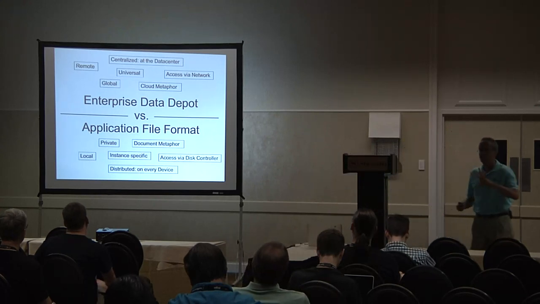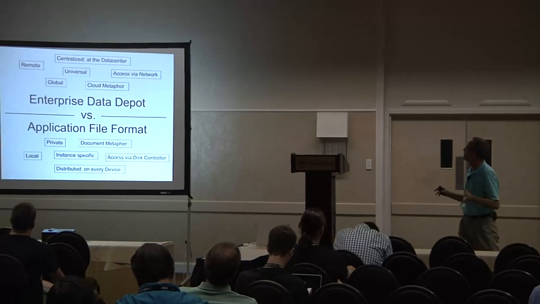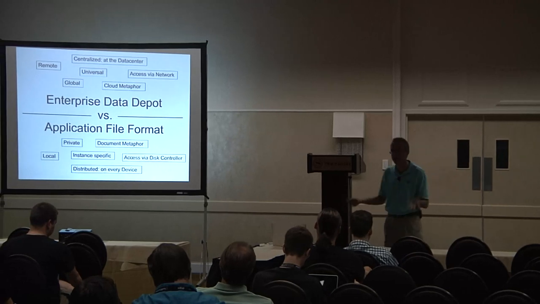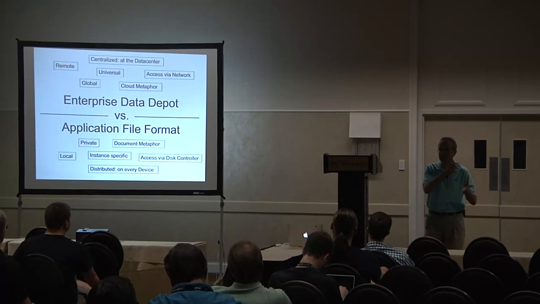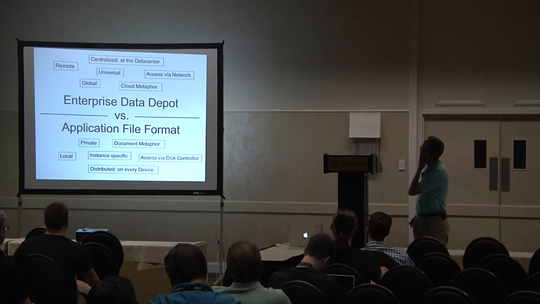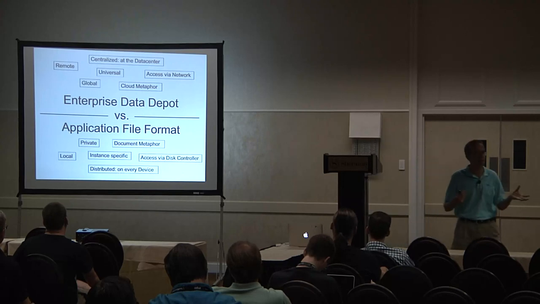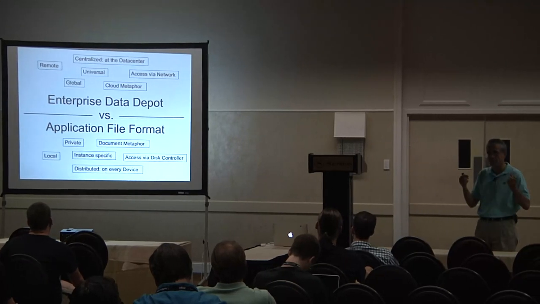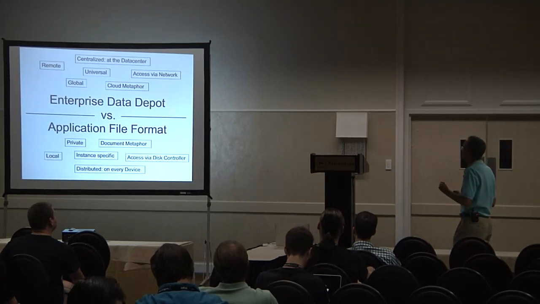An enterprise data depot is the big central repository for data in your application. It's typically remote from the application itself, whereas in an application file format, it's local. An enterprise data depot stores the information that's global. The entire enterprise has access to it, whereas an application file format stores information that's private to the particular application.